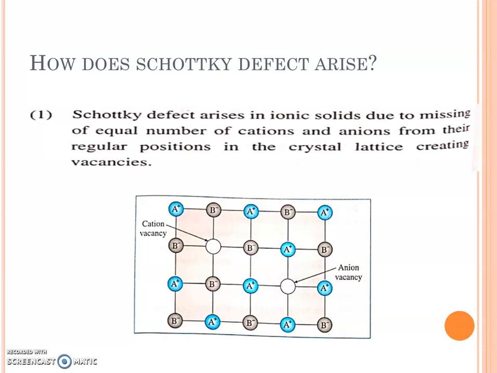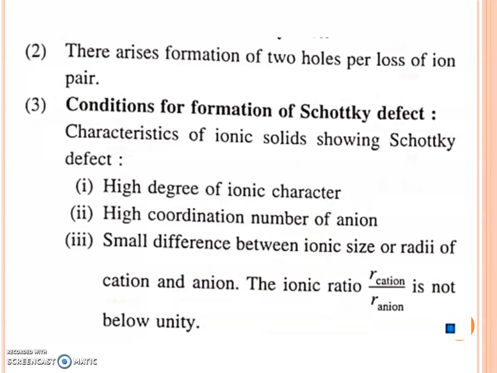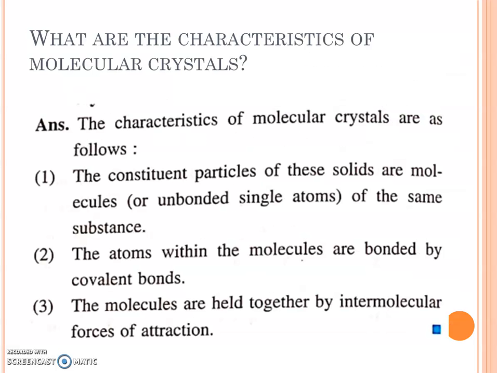There are 2 more points in this answer. There arises formation of 2 holes per loss of ion pair. And after that, you have to write conditions for formation of Schottky defect, and in that you have to mention 3 more points. This is really important because it might come for 3 marks as it is having a diagram and subpoints in 1 point. Please prepare for it really well because it has also been asked in the previous year question papers. Let's move now to the next question.